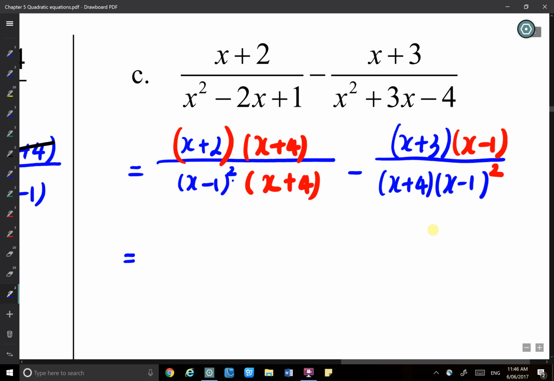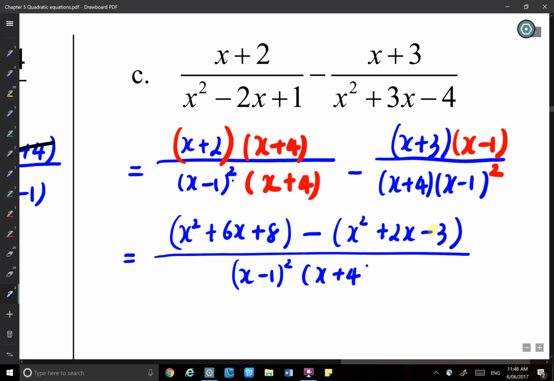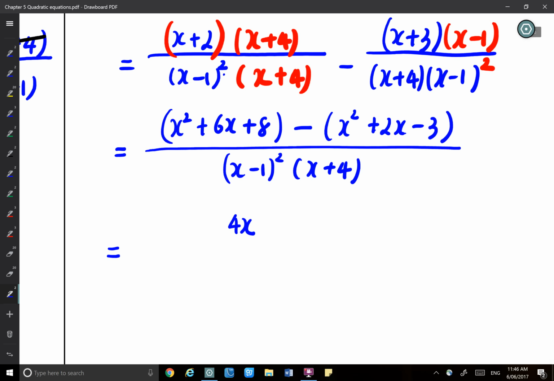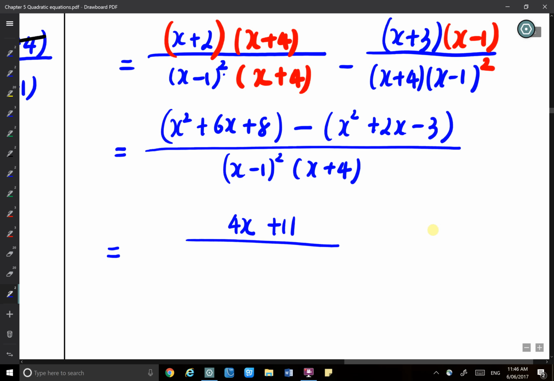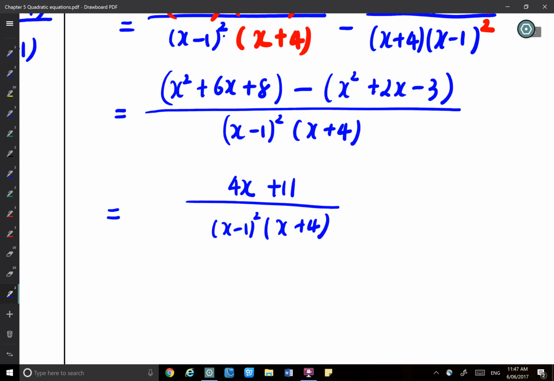You will have, okay, expand that, x squared plus 6x plus 8, minus, they should be in the bracket, x squared plus 2x minus 3, divided by x minus 1 squared, x plus 4. That is x squared and x squared just gone, and 6x minus 2x, we have 4x. 8 minus negative 3 is plus 11. Okay, 4x plus 11 over x minus 1 squared times x plus 4.